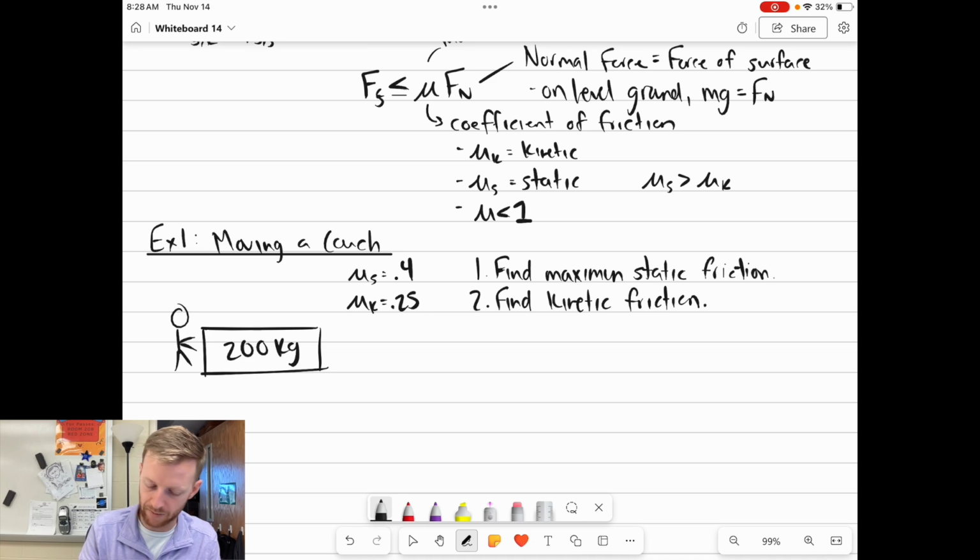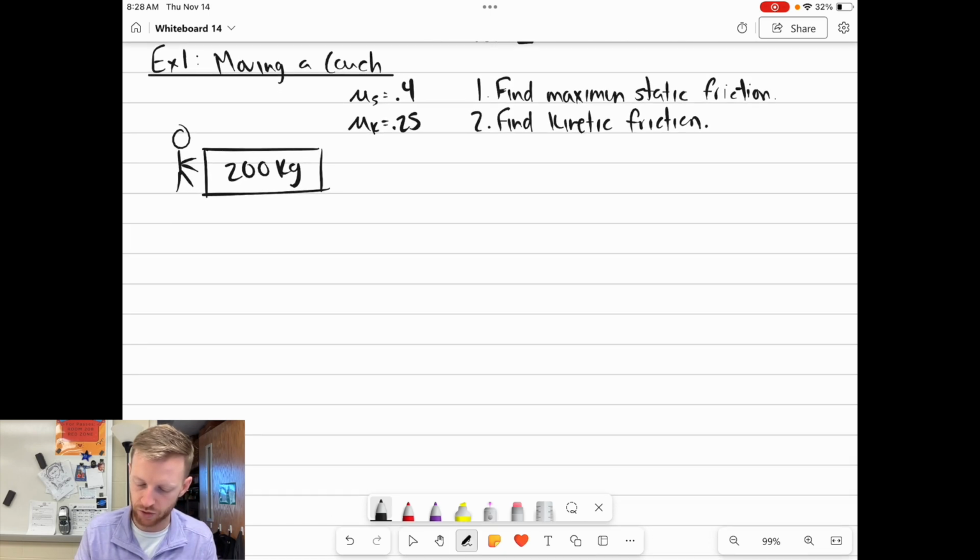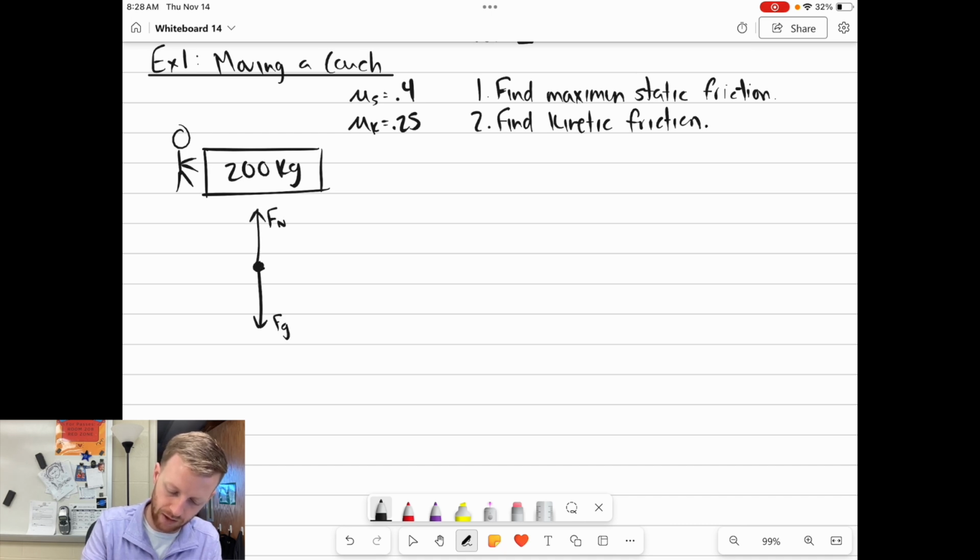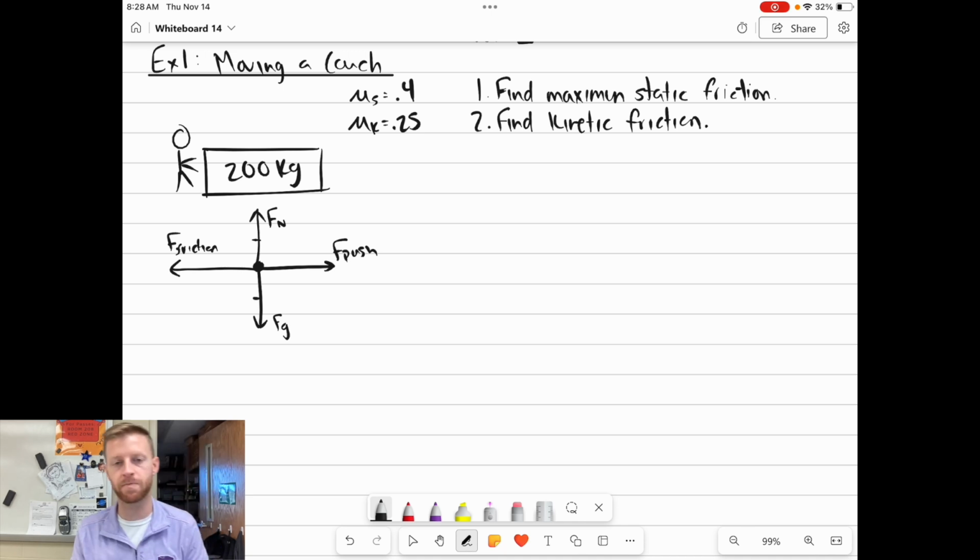Well, I'm going to apply my new equations, but let's first draw ourselves a little free body diagram to understand the forces that are acting on it. So we have the force of gravity, and we have the now normal force, which we know are equal and opposite. We're going to have the force of our push, and I'm going to have the force of friction, which we don't know is equal and opposite, so we're just going to draw them in as arrows.